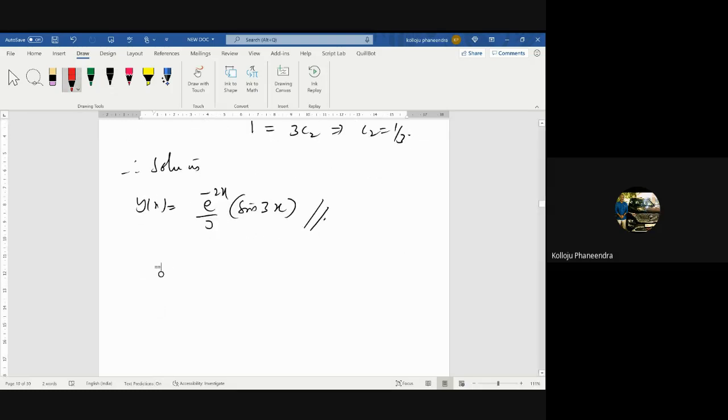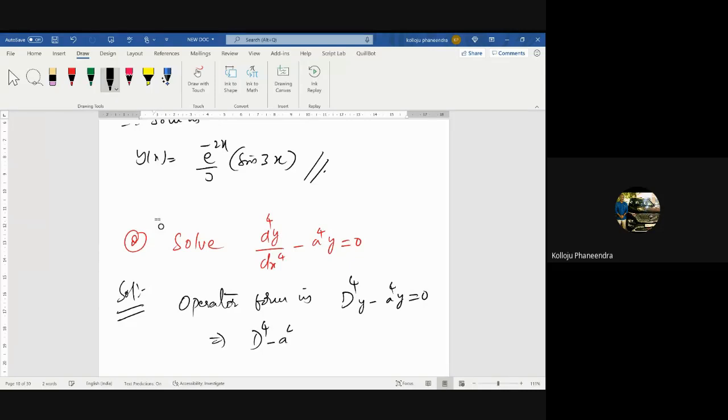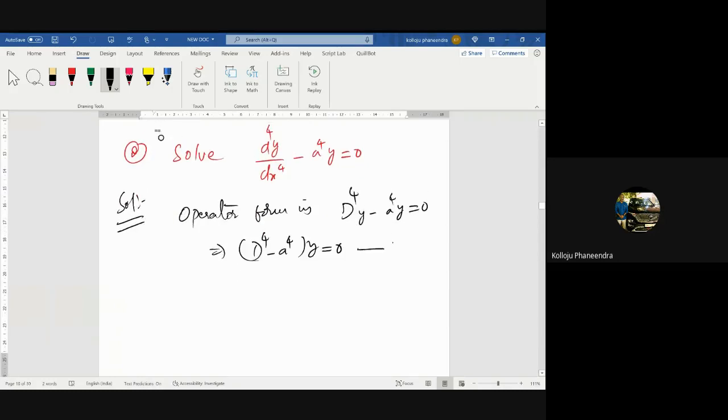Okay, next problem. Solve d power 4 y by dx power 4 minus a power 4 y equal to 0. Solution. I can write the operator form. Operator form is d power 4 y minus a power 4 y equal to 0. So d power 4 minus a power 4 into y equal to 0. Right? This is equation 1.